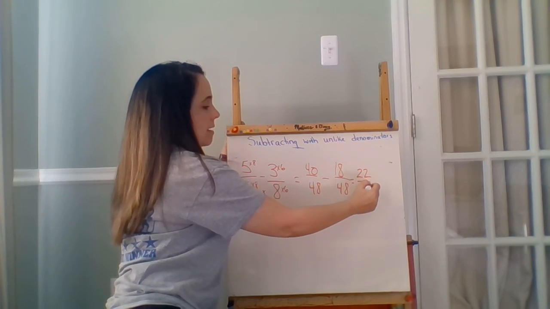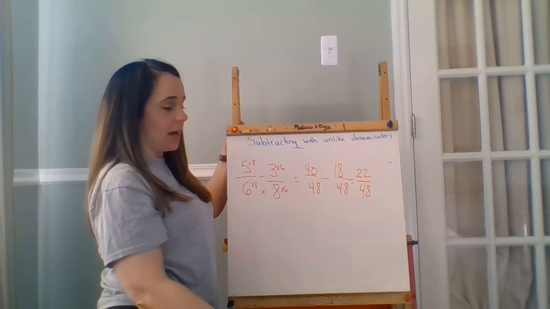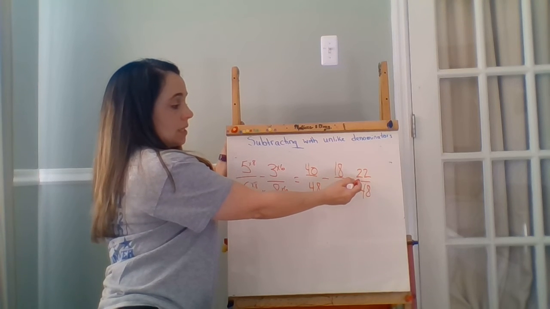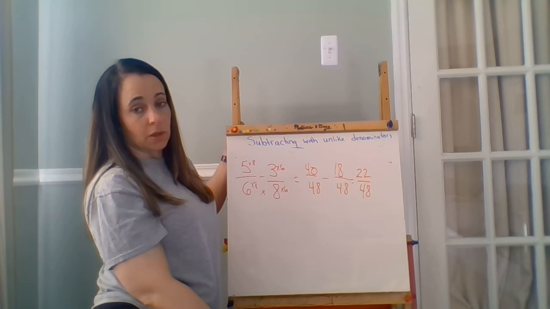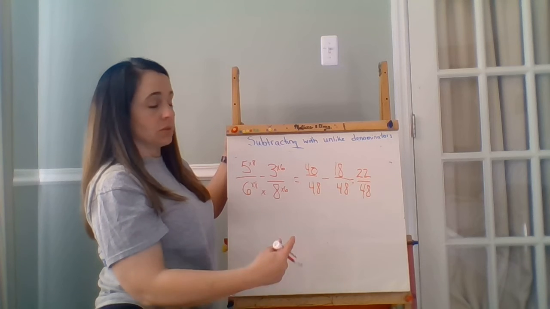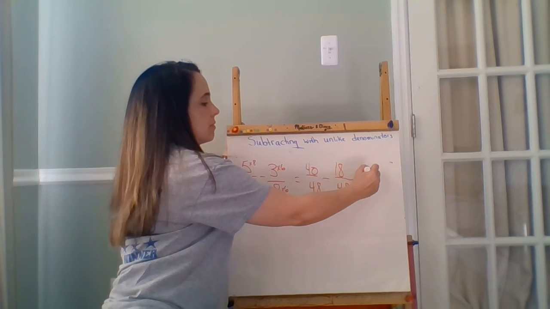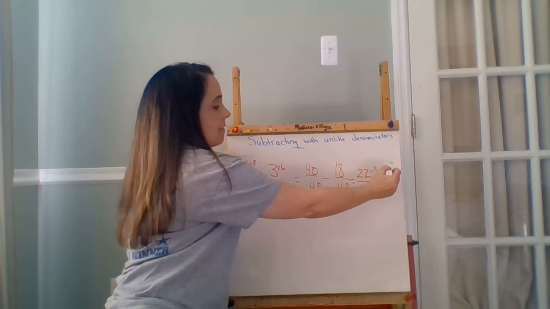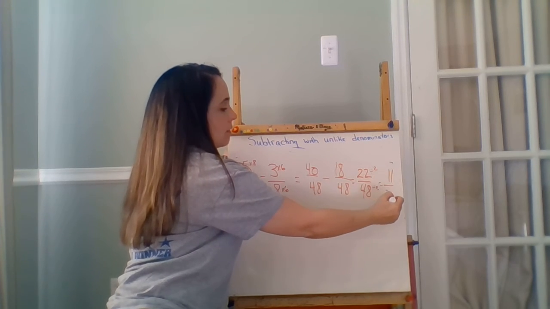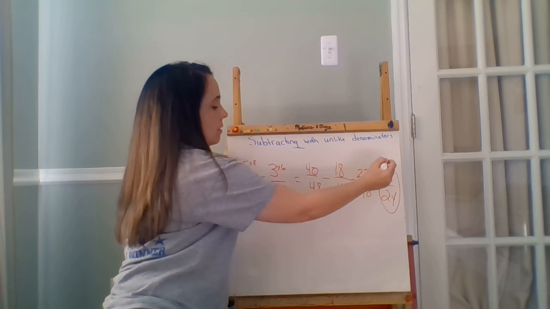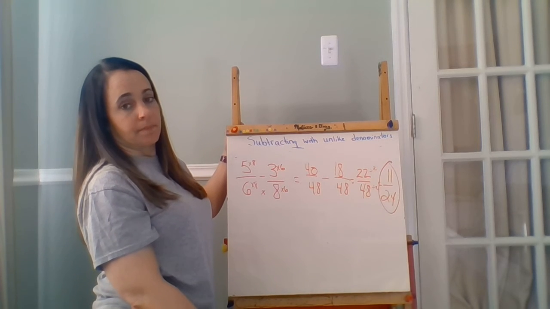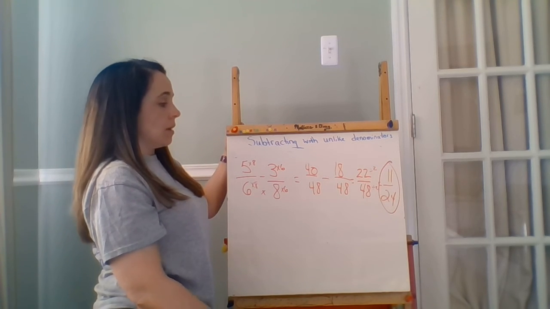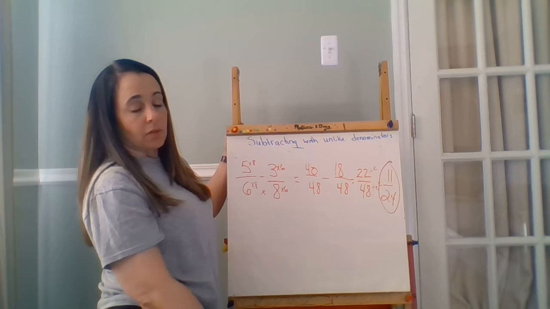Denominator stays the same. And then again, this can be simplified. In this case, 22 only has, besides 1 and 22, 2 other factors: 2 times 11. That means they're both divisible by 2. 22 divided by 2 is 11. 48 divided by 2 is 24. Your answer was 11/24.